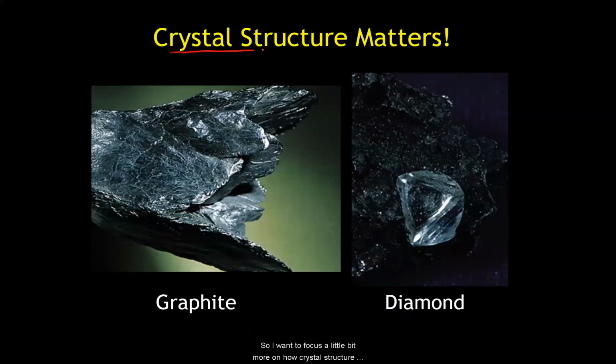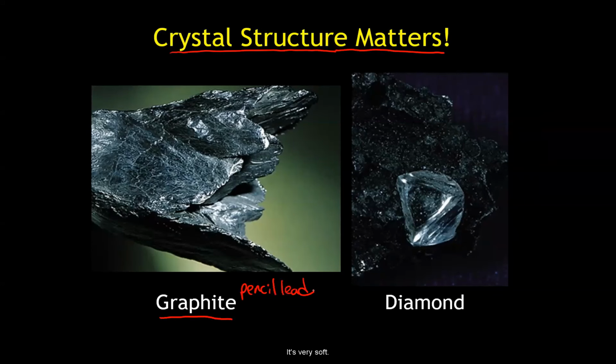So I want to focus a little bit more on how crystal structure can matter. It's not just the stuff that makes up a mineral, but how those atoms are arranged. So we've got two different minerals here that actually have the same chemical composition. Graphite is the stuff that makes up your pencil lead. And as you know, you can scratch that pencil lead on something as soft as a piece of paper and leave bits of it behind. It's very soft, meaning it must have some weak bonds. In contrast, diamond is the hardest natural structure known. Probably has strong bonds.